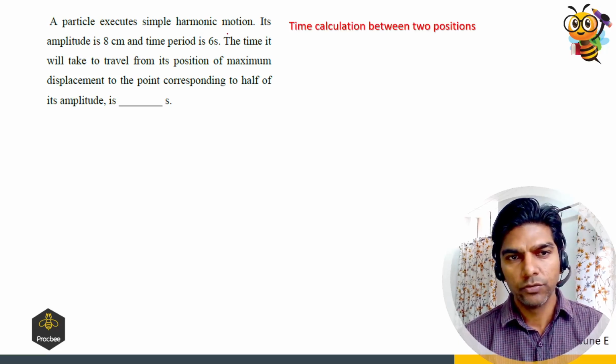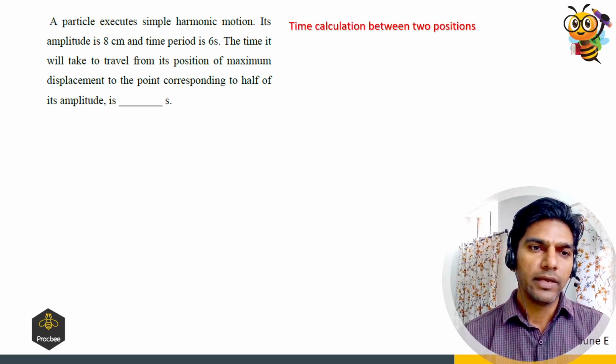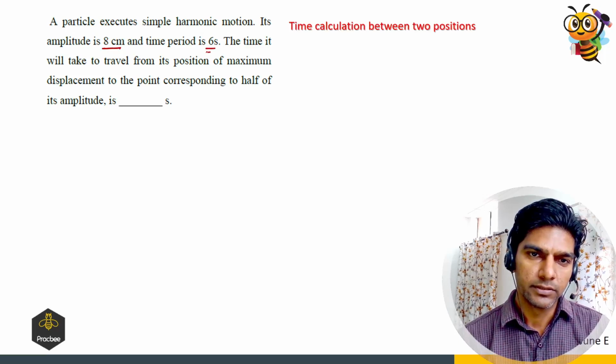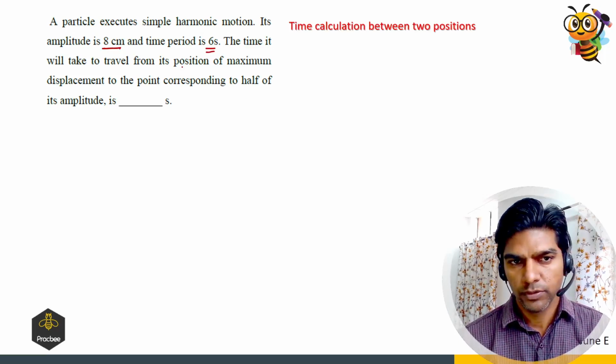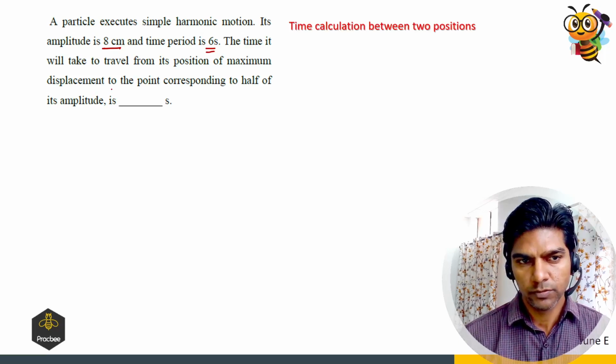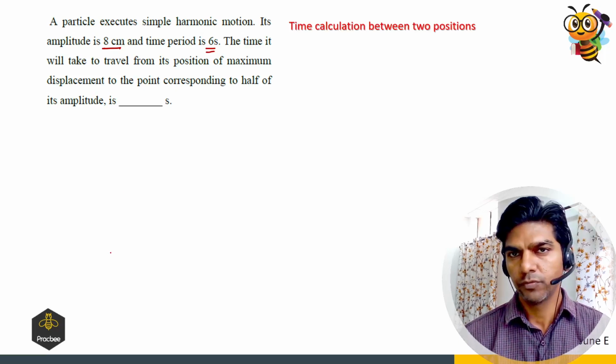A particle executes simple harmonic motion. Its amplitude is 8, time period is 6 seconds. The time it will take to travel from its position of maximum displacement to the point corresponding to half of the amplitude.